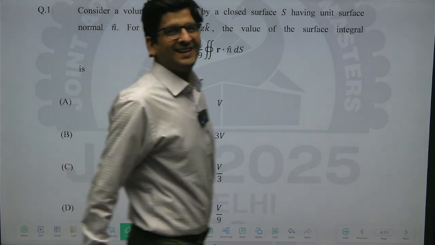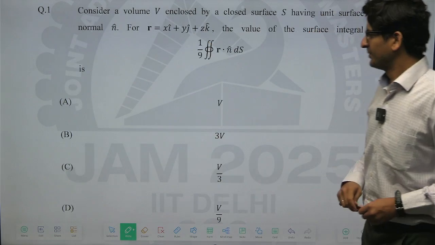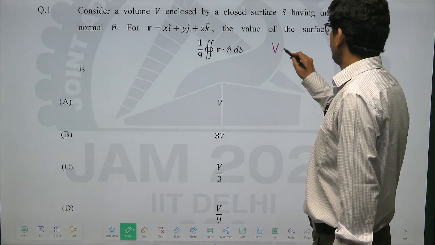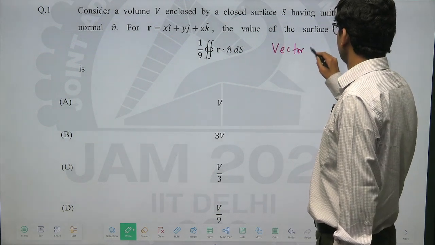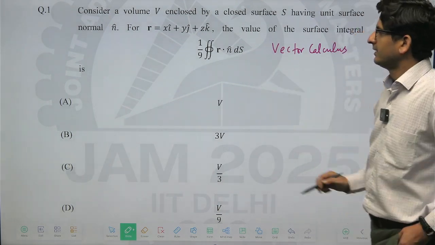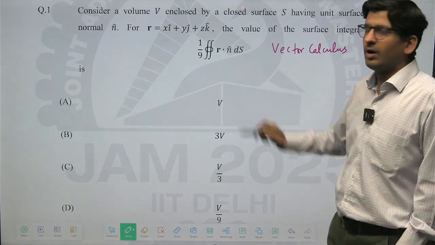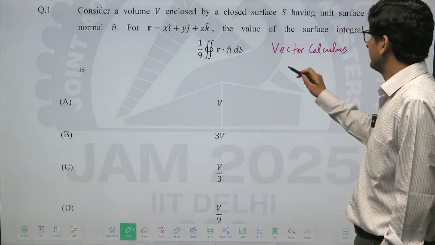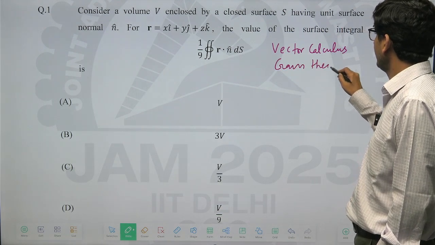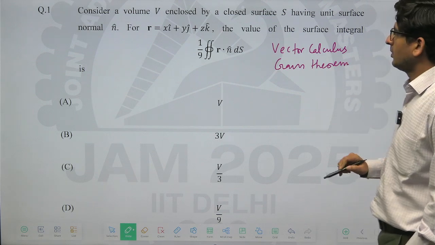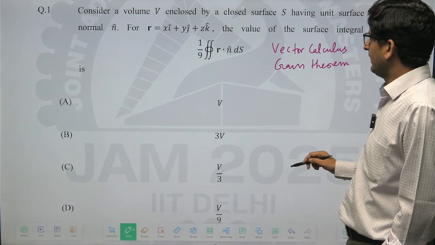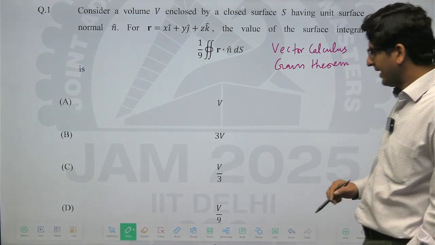Hello students, so this is a question from JAM 2025 and you can see this is from vector calculus. Here a vector A dot ds is given. That means we have to use Gauss theorem. So a surface integral is given and we have to calculate its value.